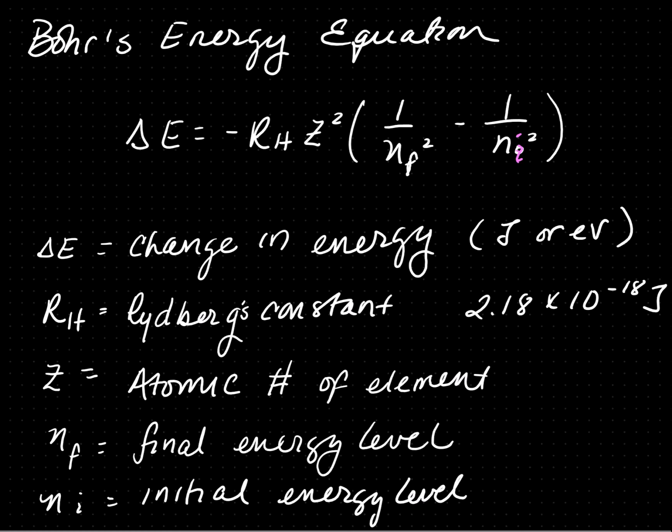Delta E, remember, delta means change in energy in joules or electron volts. RH is the Rydberg's constant, which is 2.18 times 10 to the negative 18 joules. Z is the atomic number of the element. N subscript F is the final energy level. N naught or N subscript I is the initial energy level.